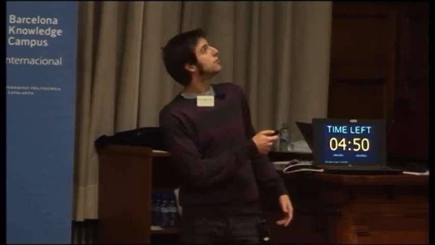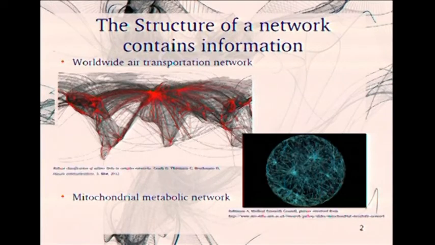On the top left, we have the worldwide air transportation network, where the nodes are the airports, and they are connected if there is an airline between them. Some researchers used that network to study the spreading of a disease. So useful. Let's go to the bottom.